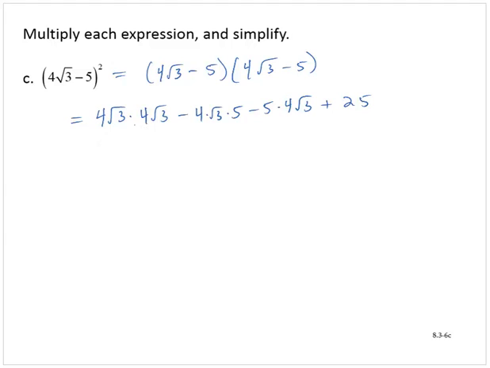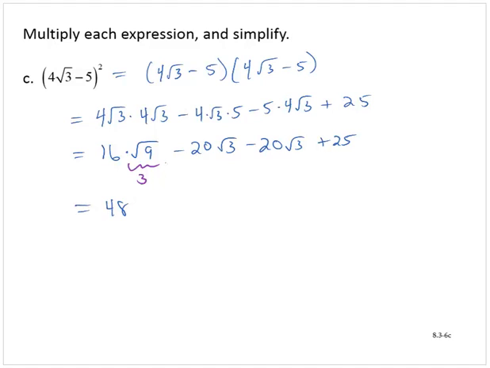4 times the square root of 3 times 4 times the square root of 3, 4 times 4 is 16, the square root of 3 times the square root of 3 is the square root of 9. Minus 4 times the square root of 3 times 5, the 4 times 5 is 20, so I'd have minus 20 times the square root of 3. Similarly, on the third term, another 20 times the square root of 3, and then I'd have a plus 25. Now 16 times the square root of 9, the square root of 9 is 3. So I have 16 times 3 is 48.